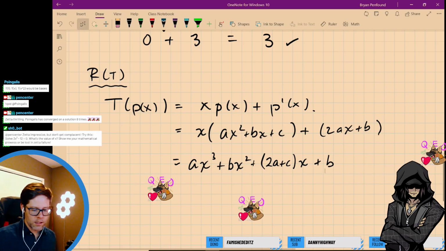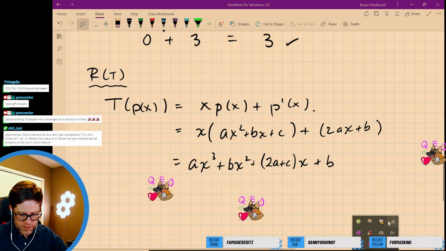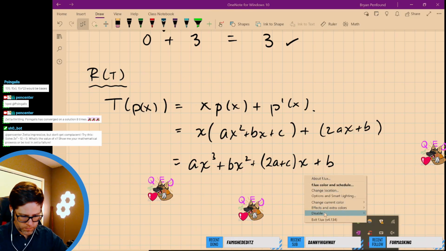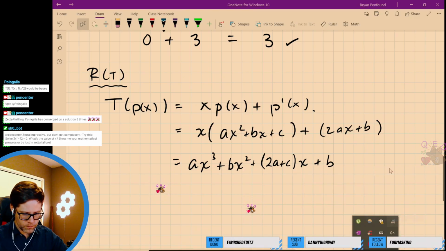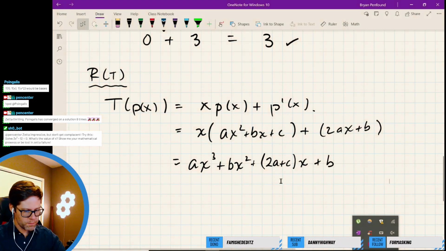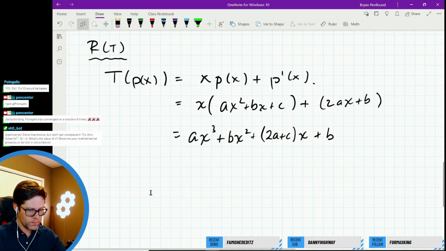Test. Since it's 1-to-1, Zeta right? That would be a little bit impressive, faster. But don't get complacent. Try this. Solve 3-2, 12 and R0. What's the 3-2? value of x? Show me your mathematical prowess or be lost in Zeta failure.